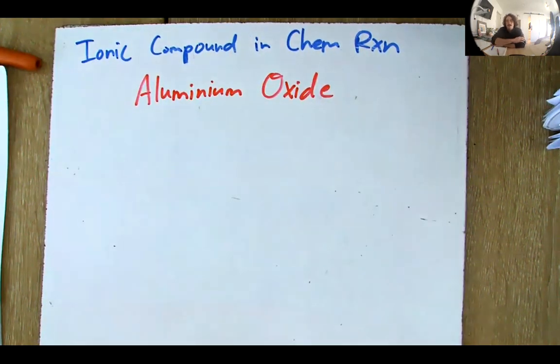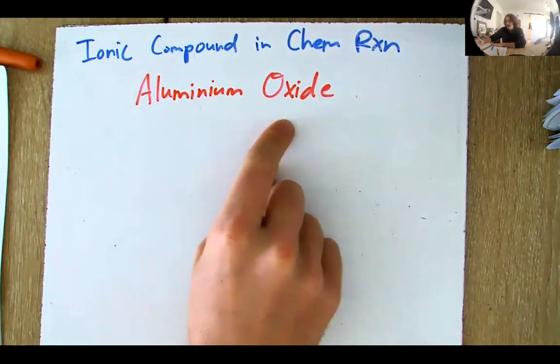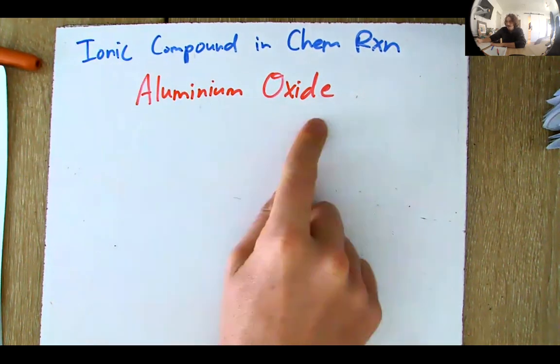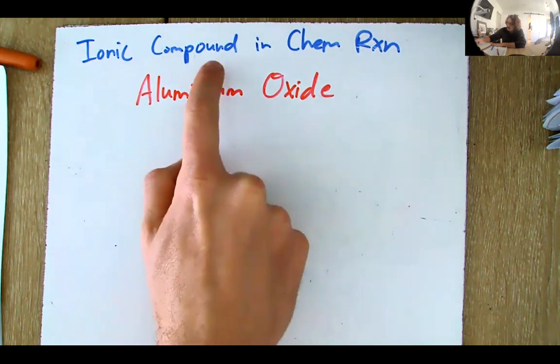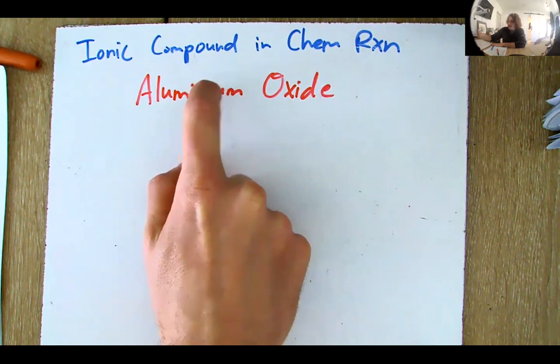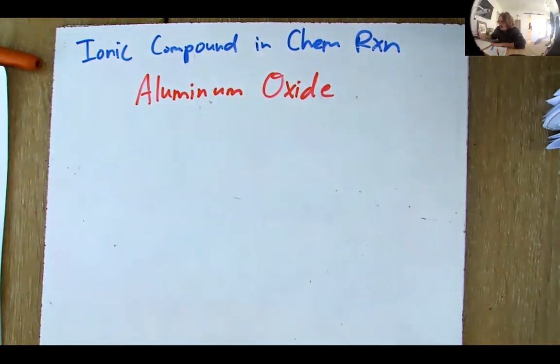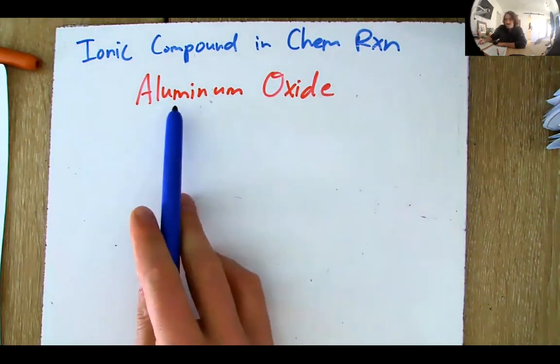Okay, here's your test. You could try and write the ionic compound in a chemical reaction for the substance aluminium oxide. That's right, I said it, aluminium oxide. Oh my goodness, I spelled that wrong. That's embarrassing. Too many I's. Ha, life, you know? Okay. I think the British people say aluminium.